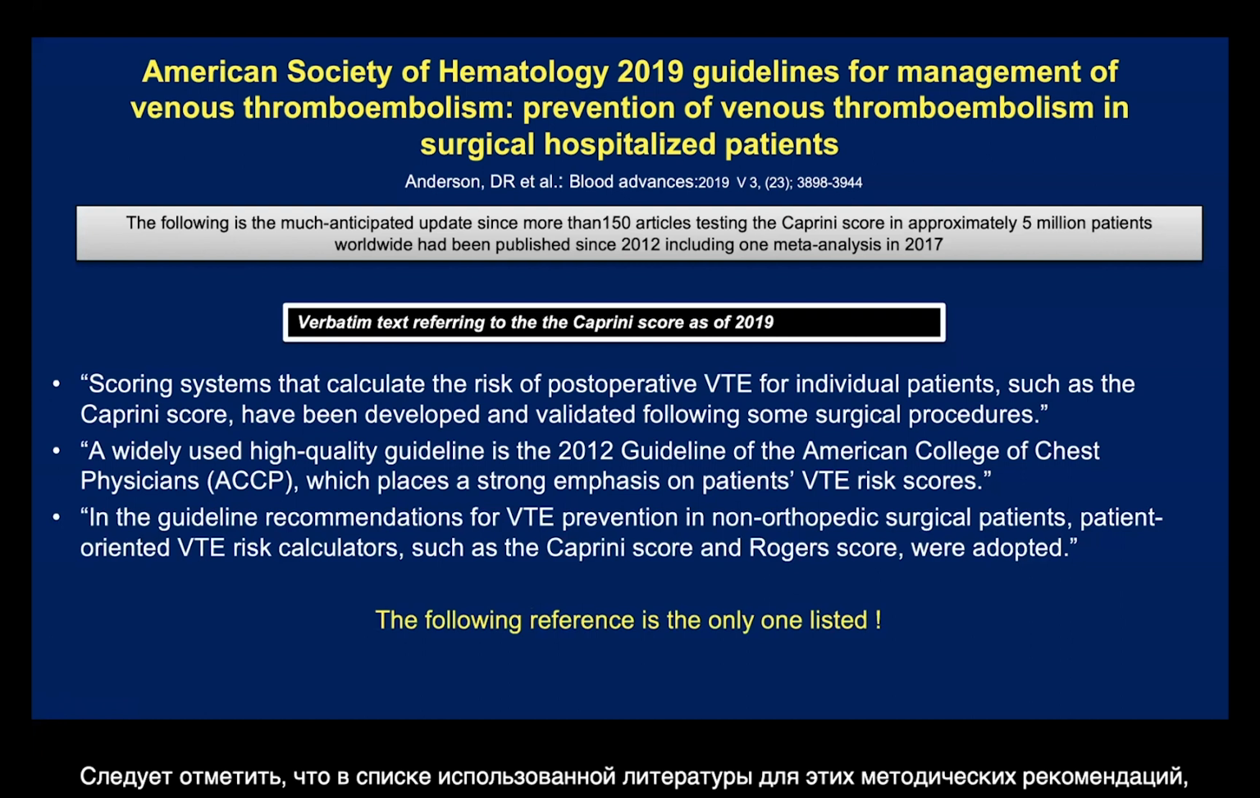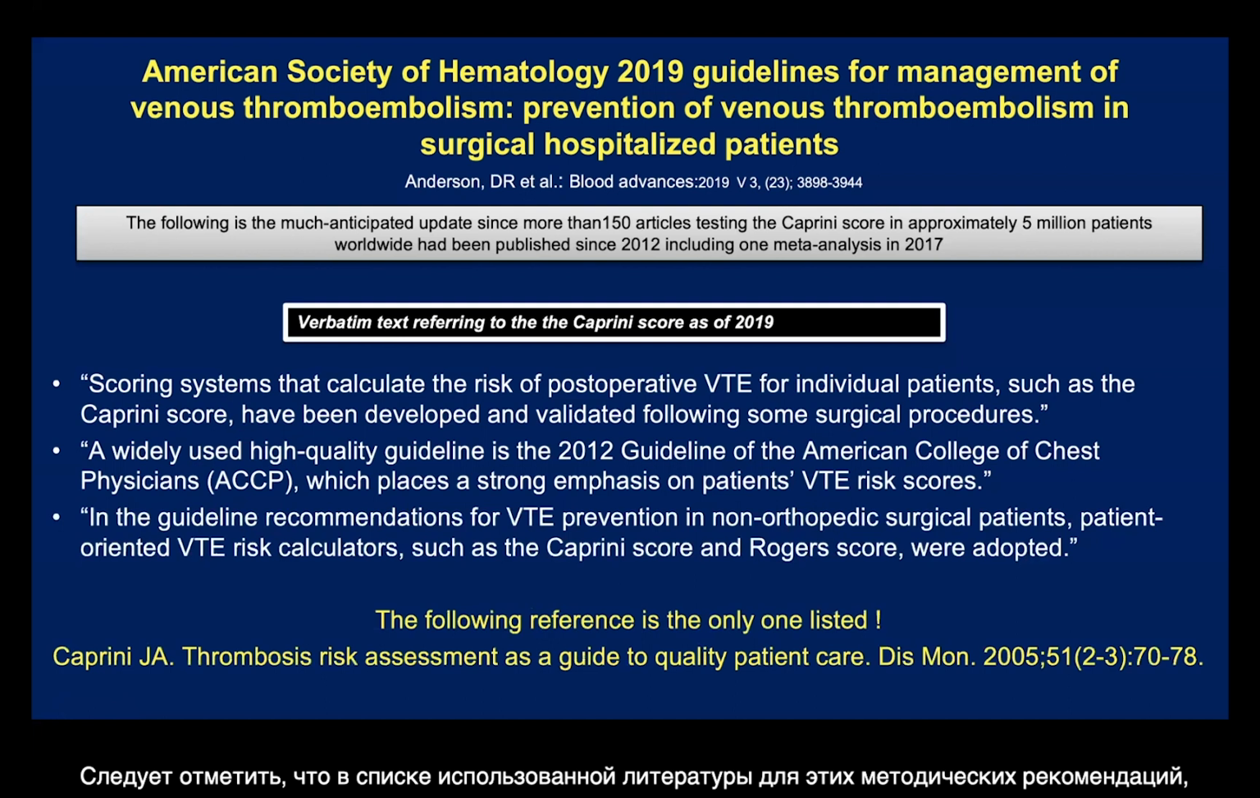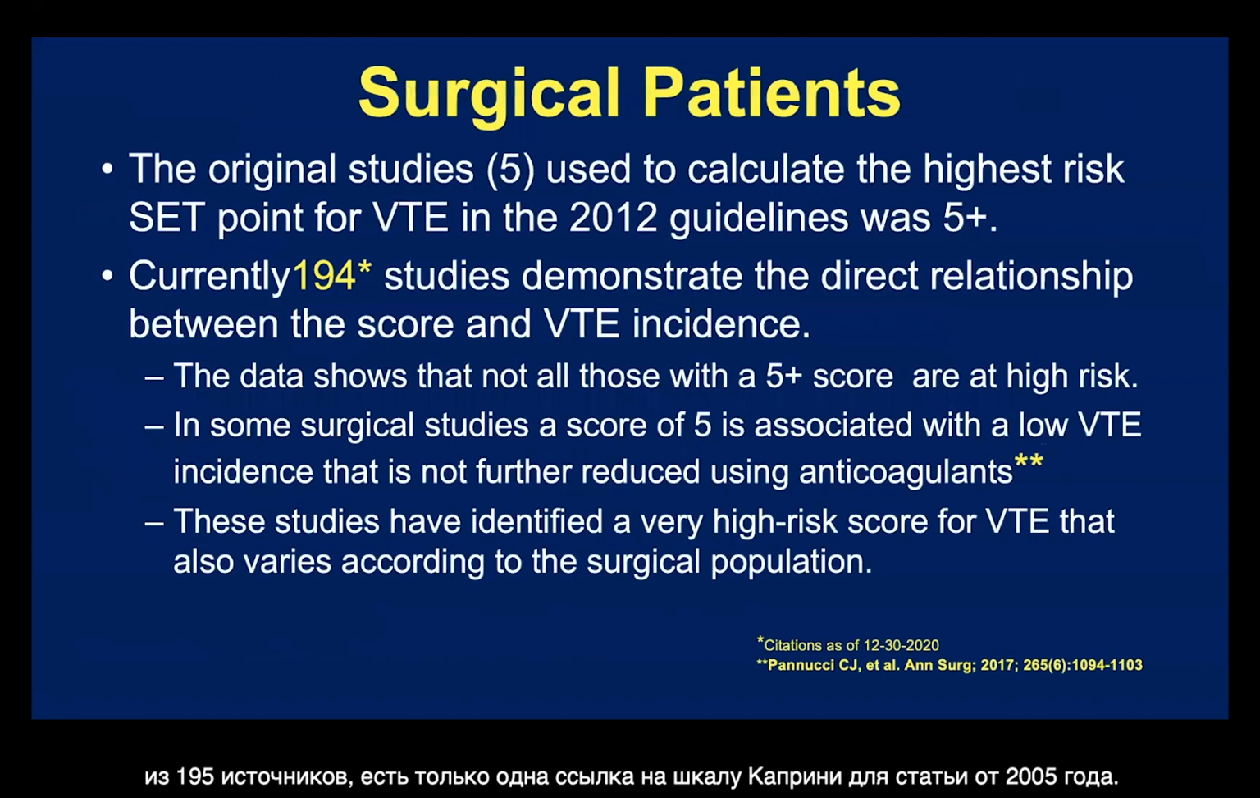Now, this is an important thing. In the references to this guideline, there's one reference for the Caprini score. It's the 2005 article. The other 194 are missing. And these data demonstrate the direct relationship between the score and VTE incidence. And what have we learned from that?